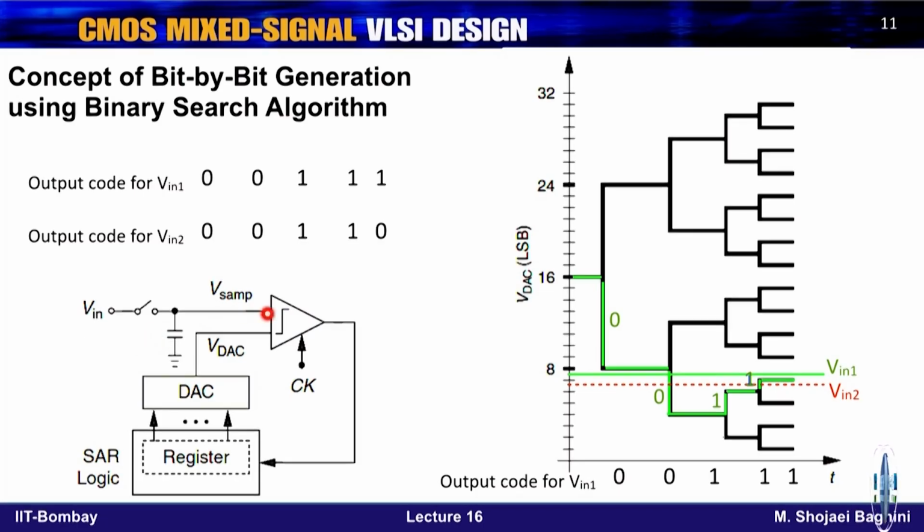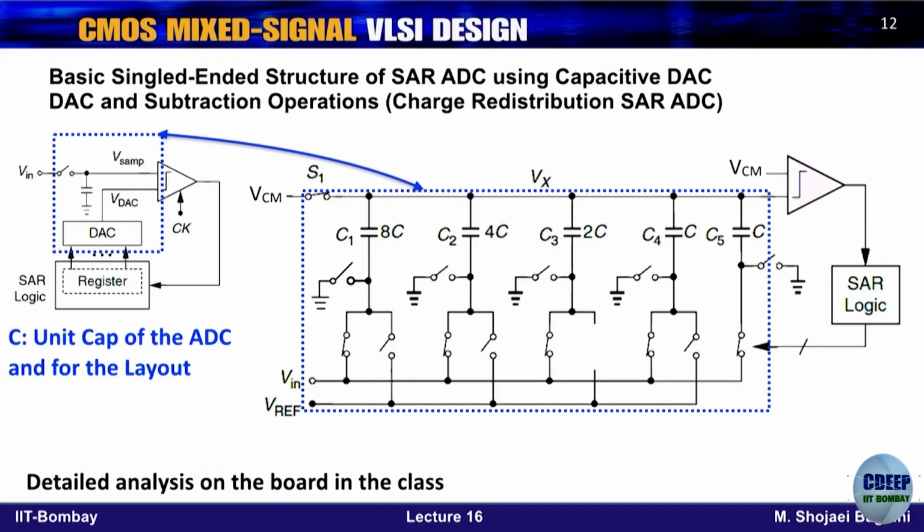But other than that, we have the delay of the comparator, the delay of the register, and the delay of the DAC. So these three eventually add to the delay of the whole loop, or one cycle of conversion for one bit. And that's why SAR ADC suffers from this delay. But it can be much more accurate compared to flash ADC.